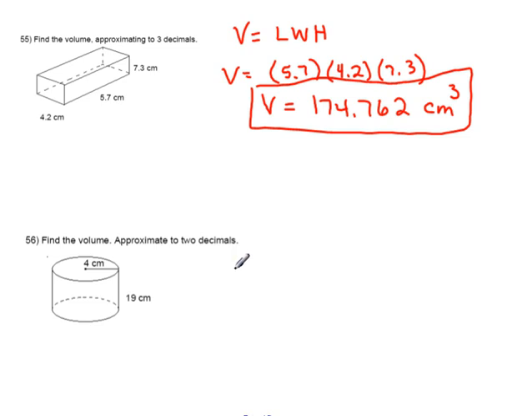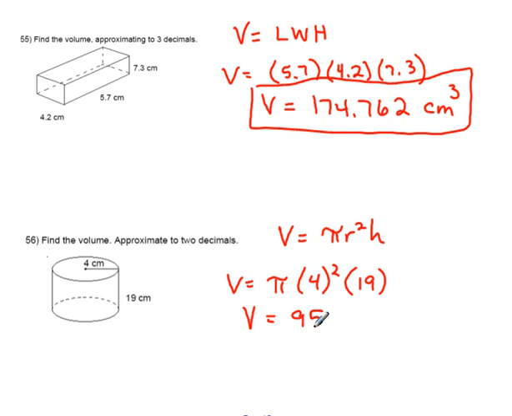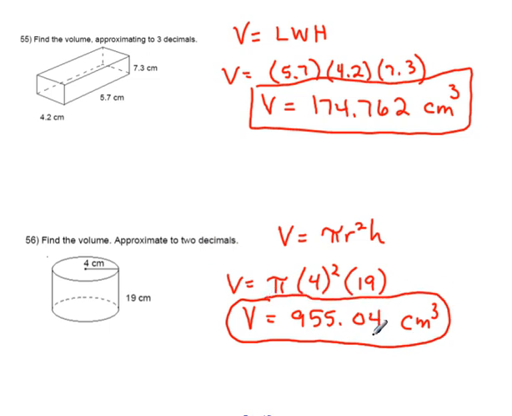Okay, 56. Find the volume of this cylinder. The volume formula for a cylinder is pi r squared h. We see that r is 4 and h is 19, so we'll just plug it in. And when I do that, I get 955.04 centimeters cubed. Depending on how you use pi, you may be a few digits off if you use the pi button in your calculator and round it at the end, or whether you put 3.14, but you should be close to this value. It said approximate to 2 decimal places, and I've done that.